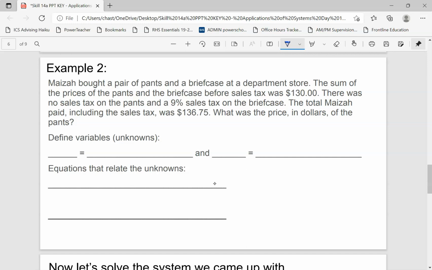So we're going to start by defining our variables. So even though they only want to know the price of the pants, and we know P will be the price of pants, we also need to include the B for the price of the briefcase.